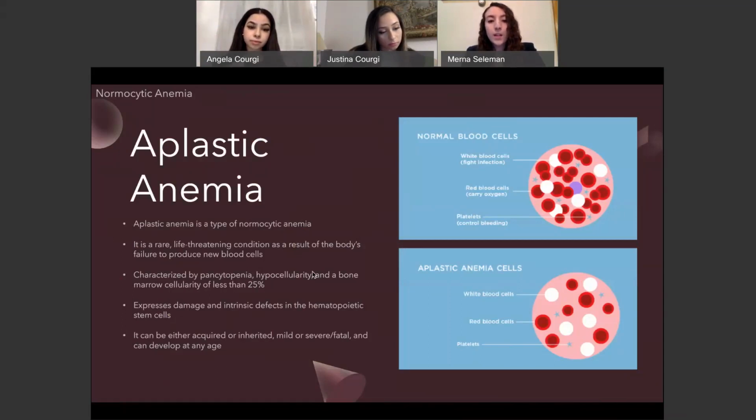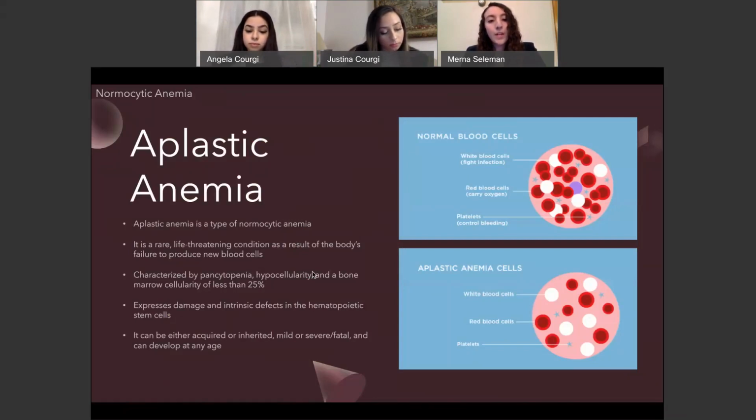develop at any age. Inherited causes of aplastic anemia include the intrinsic defects in the hematopoietic stem cells, which are immature cells that develop into a red blood cell, as well as other disorders such as Fanconi anemia or Down syndrome. In acquired aplastic anemia, the causes range from a series of conditions.